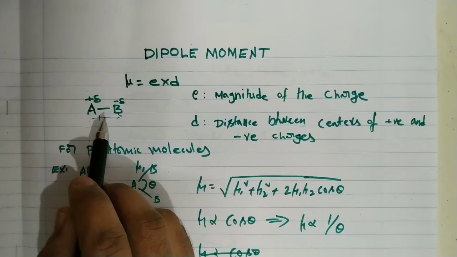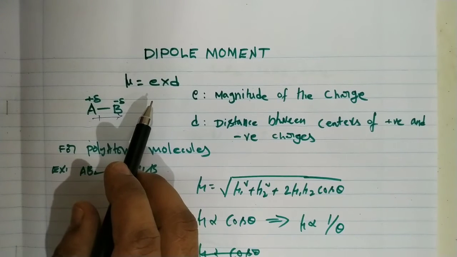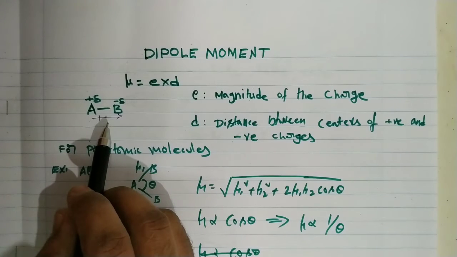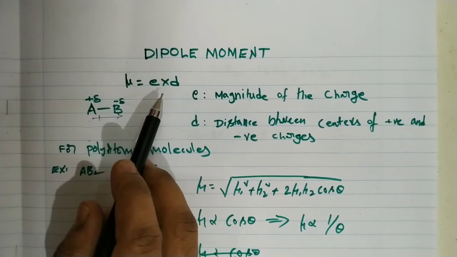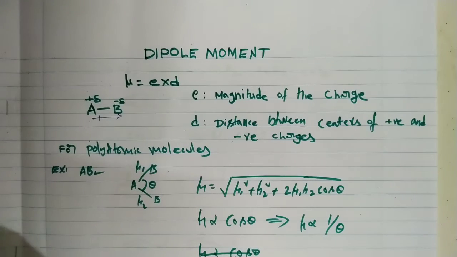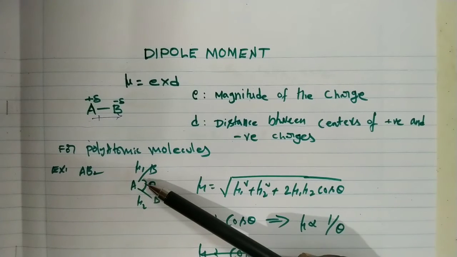The extent of polarity is expressed in terms of the dipole moment. Higher the dipole moment, higher the extent of polarity. For a diatomic molecule, you can use the simple formula. For polyatomic molecules, we use a different formula. Here it is a polyatomic molecule.